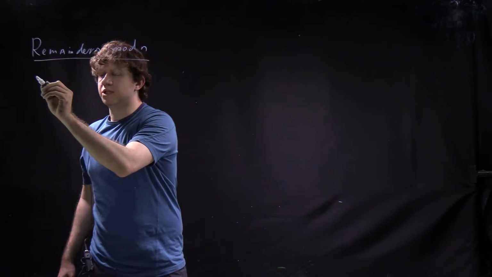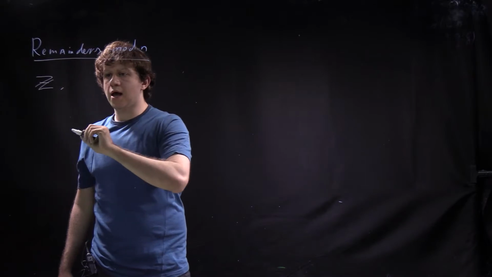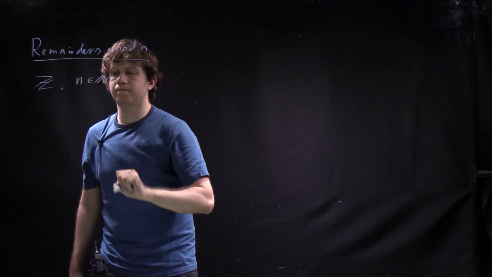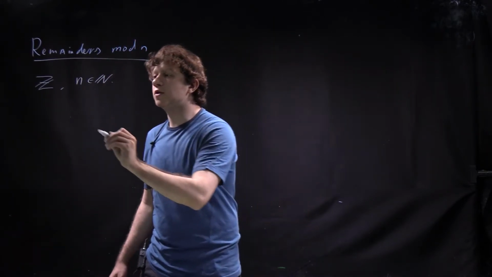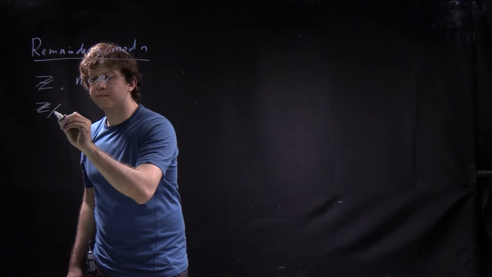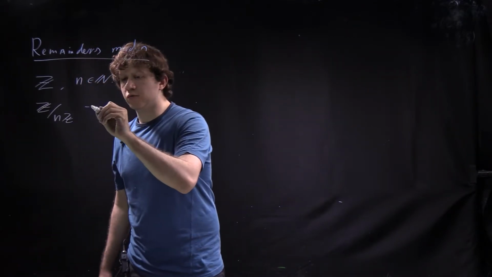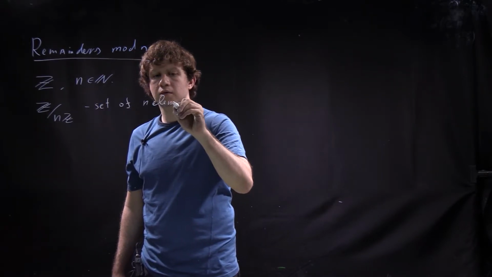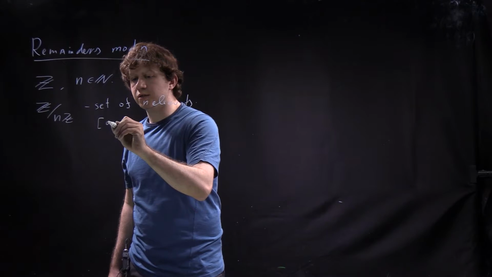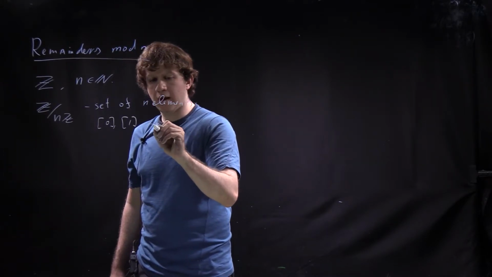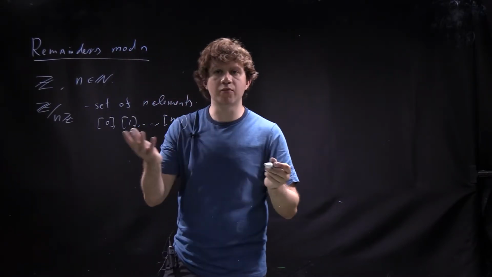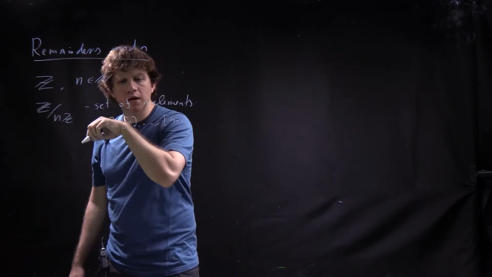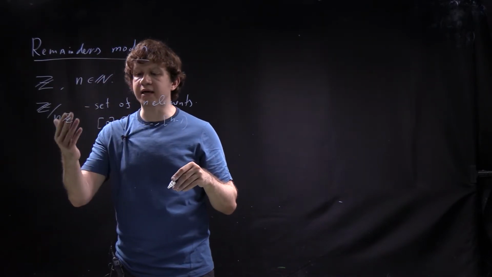So consider Z again, and consider an integer n. So let's denote by Z over nZ, this is a notation for a set of n elements, which I denote by 0, 1, up to n minus 1. Just these numbers in brackets. And then I want to define a way to add these elements and make it into a group.